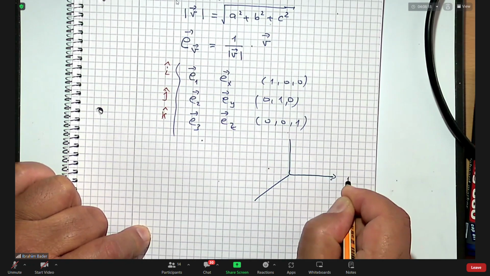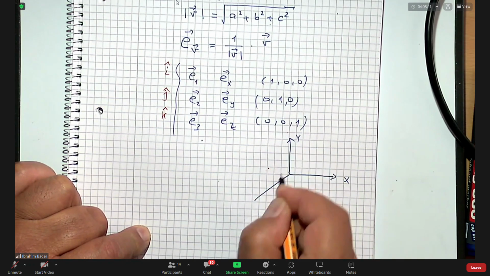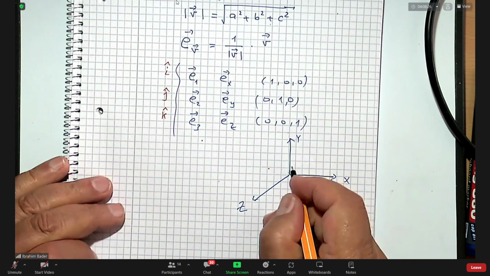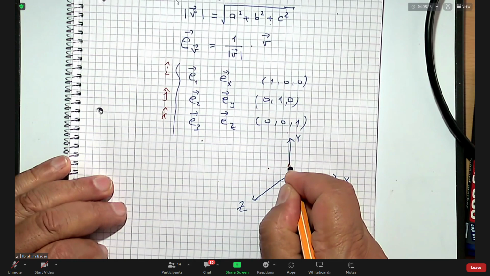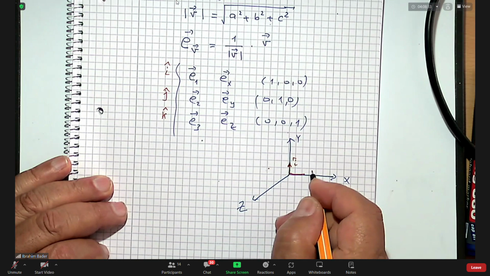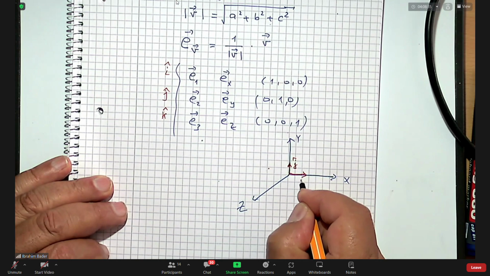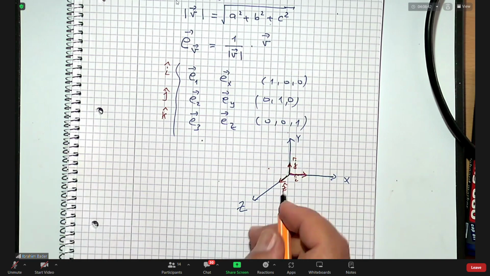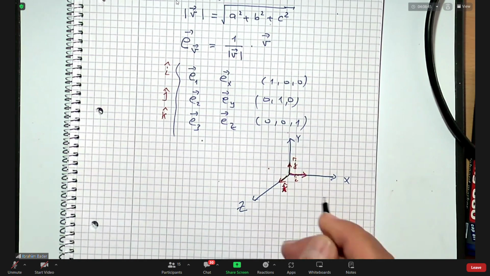Okay, if this is X, this is Y. I hope you still can see it. This is Z. This vector here, the unit vector in direction X is I. This direction is, no, sorry, this is J. This is I. And this is Z. Sorry, K.